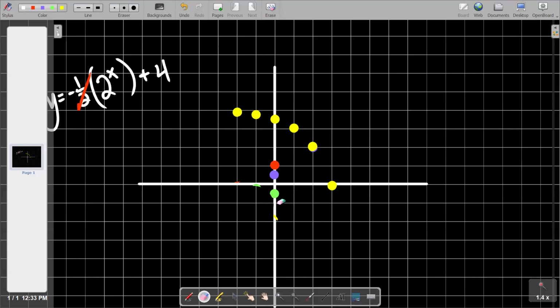Did that make sense? You sure? Yeah, that makes sense. Write it on my own graph.